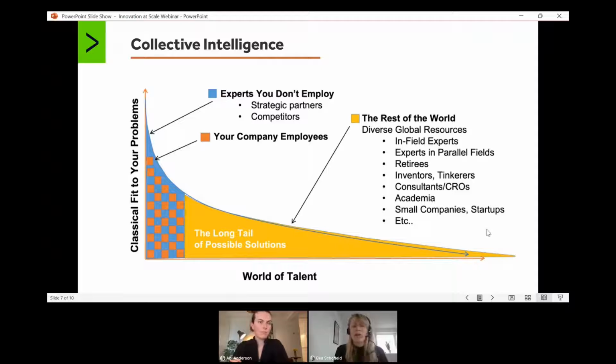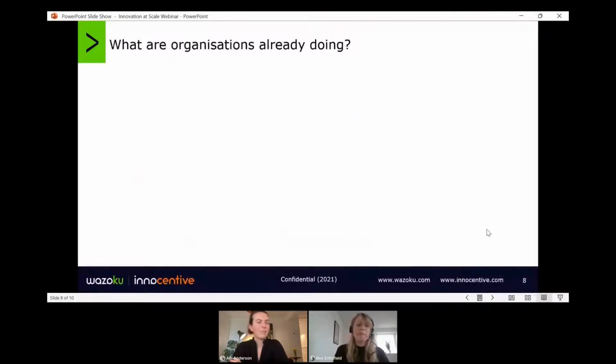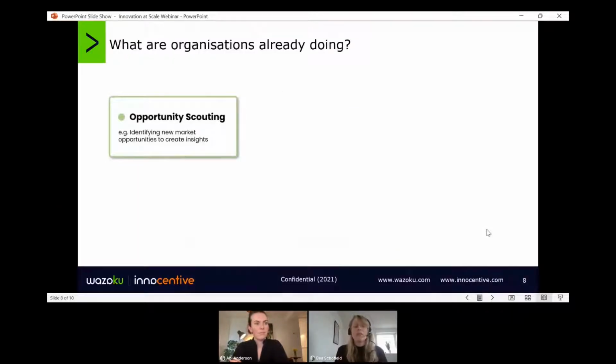So it's no longer about let's just try and look internally to find the solution. It's how can we work with different communities of people, both to identify new opportunities, but also solve problems, develop problems, and come up with new solutions and services. So when it comes to using Wazuku, what we're seeing organizations work with us to do is quite a range of different things if we think of a product, a new service, new product development cycle.